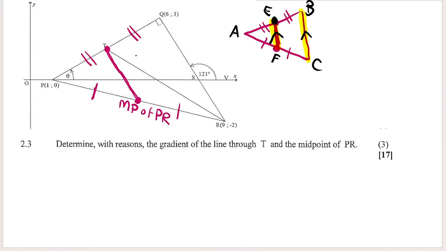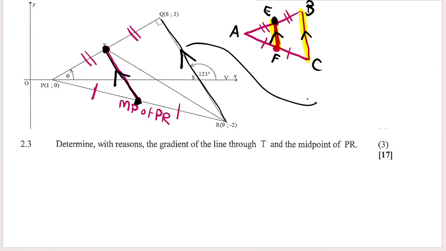So let's look at my triangle again. We know that T is the midpoint of PQ. We know that this new point over here is the midpoint of PR. That means that this line over here is parallel to QR. These are parallel lines.